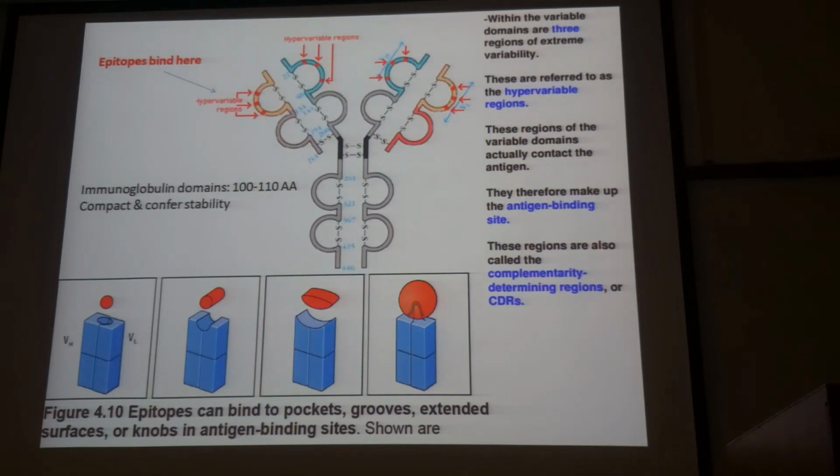These regions are also called the complementarity determining regions or CDRs.